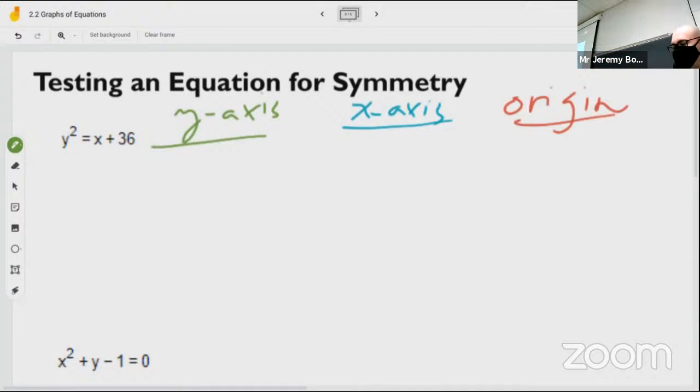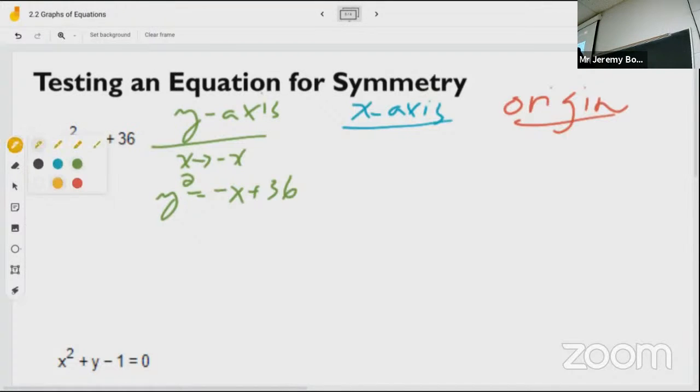So remember, y-axis, we're going to replace x with negative x, right? It's the opposite variable. So we're going to have y squared equal to negative x plus 36. Anything we can do there to make it an equivalent equation? We can multiply it by a negative, and then we're going to have a negative y squared and a minus 36. So, nope. Not symmetric with respect to the y-axis. Any questions on that part?